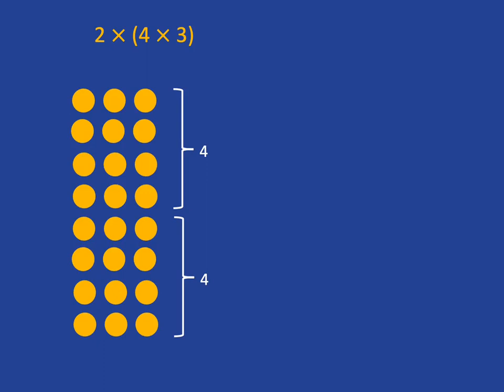And hopefully you can quite easily see that this is just going to be the same as saying you've got 8 lots of 3. So 2 lots of 4 multiplied by 3 is going to be the same as 8 lots of 3. Now, how do these things help us and why do we look at them?